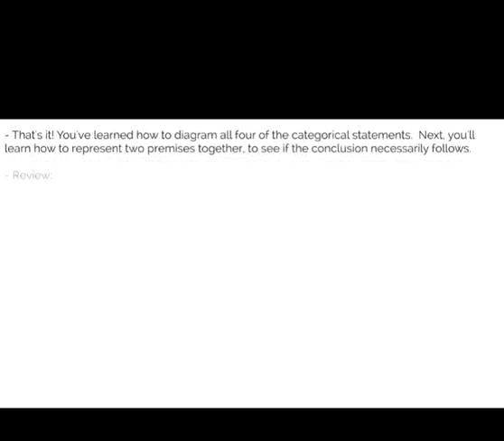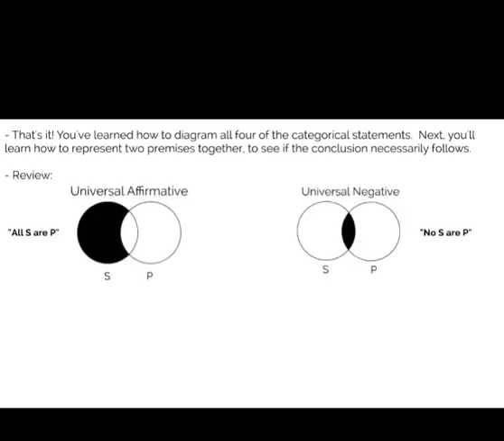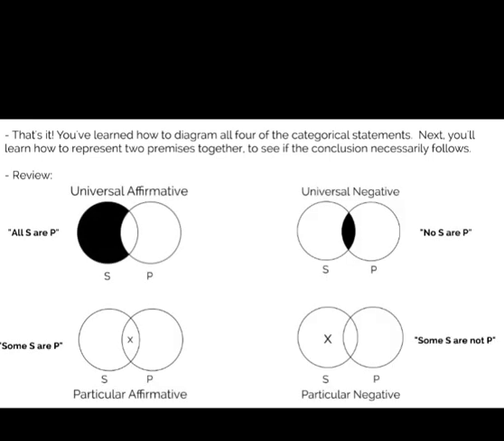Okay, so that's review. So then hopefully you will see why the symbolism makes sense, right? If you look at the S, there's an S circle and a P circle that represent the subject and predicate terms. They're each categories, and we're putting a circle around all the S's and a circle around all the P's, and then we're representing their relationship.